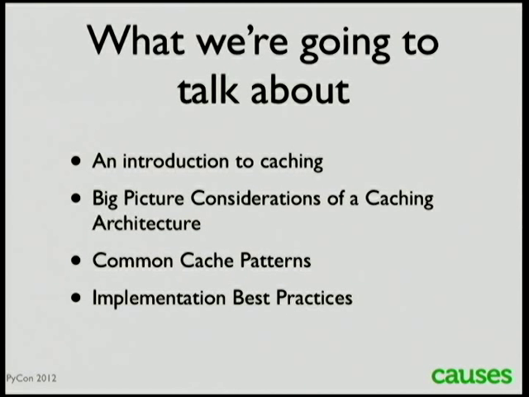So what we're gonna talk about here, I'm gonna give you a brief introduction to caching. We're not gonna spend too much time on this because this is a more intermediate level talk. We'll talk about the big picture considerations of a caching architecture. So as you start designing your system, what you should think about, especially when you're first starting to get into caching, and then maybe some tips and techniques for you to use as you refactor your existing code. We'll talk about some common cache patterns, some things you can think about that maybe you're doing and maybe you will like to start doing. And we'll talk about some implementation best practices, some things you can really concretely do in your code.